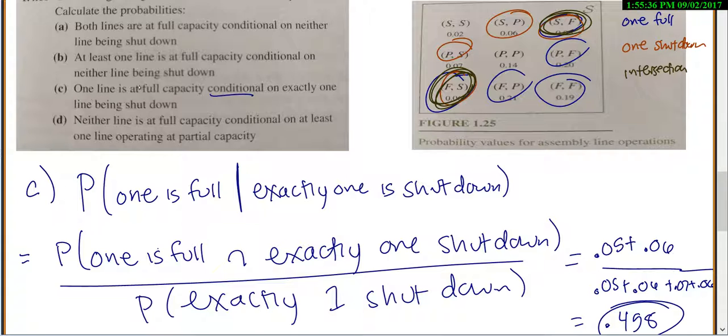Again, let's remind ourselves what the conditional part tells us. If one line is at full capacity, conditional, that means if you already know that exactly one line is shut down. So this is saying, if you already know that one line is shut down, what's the probability that one is still going to be at full capacity? And that probability would be about 45%.